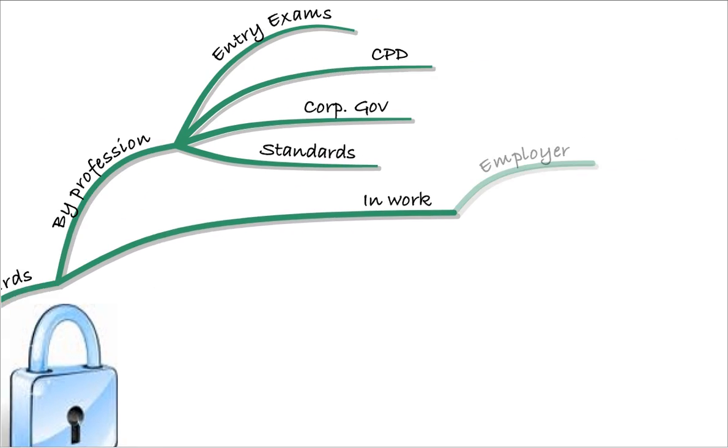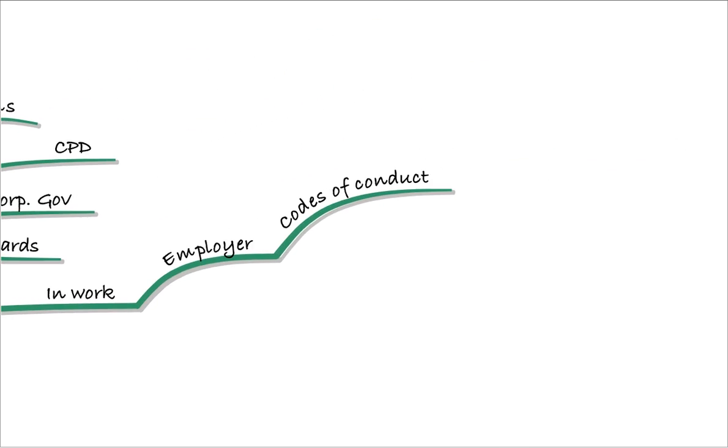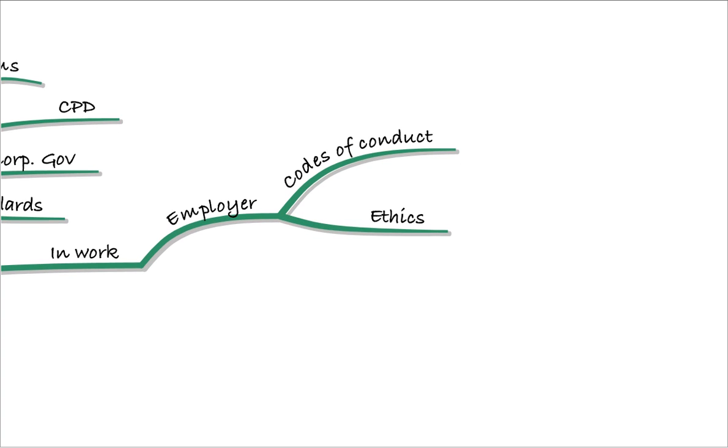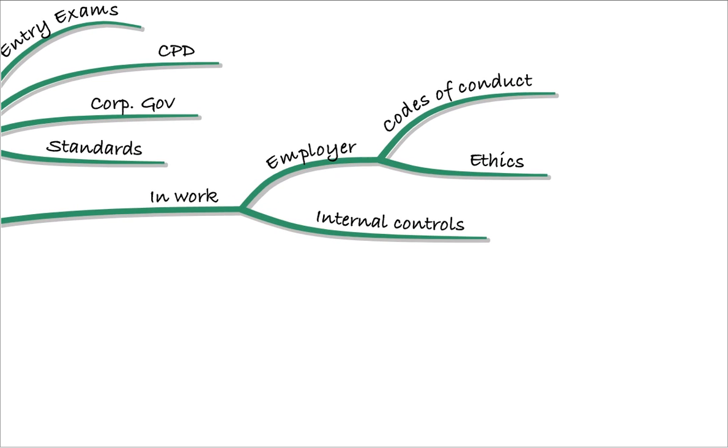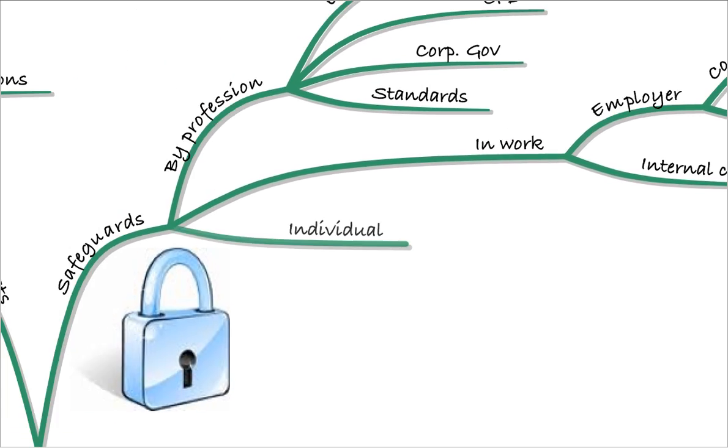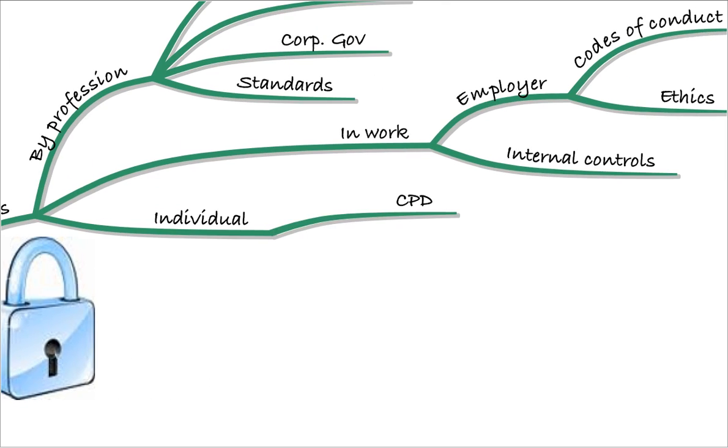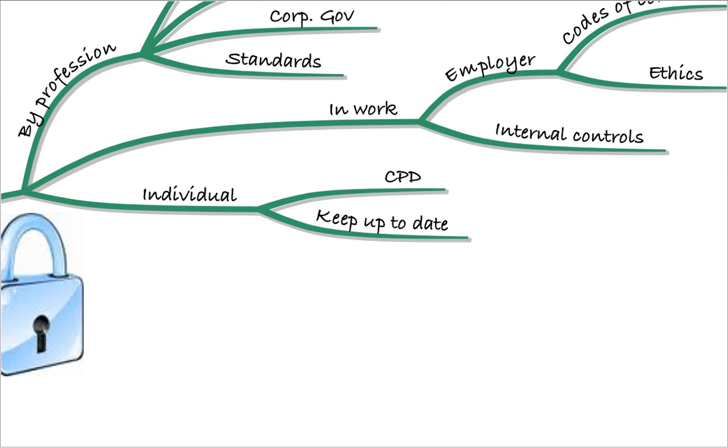In work also, maybe your employer will have codes of conduct, or indeed an ethical code. Also, there'll be internal controls in the workplace that'll try to make sure that things are conducted in an ethical manner. For the individual, well, you'll have your CPD to make sure that you keep up to date. So making sure that you are professionally competent, for example.